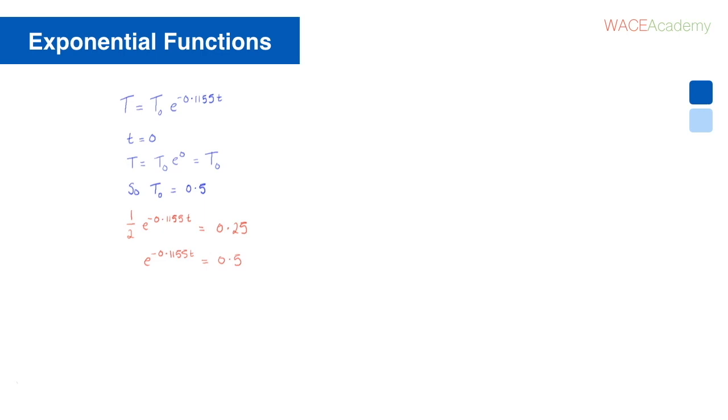Taking the natural logarithm of both sides, we get that ln of e to the power of negative 0.1155 t is just ln of a half. But since ln just means log base e, and by the definition of the logarithmic function, this is negative 0.1155 t is equal to ln of a half. And so we get t is equal to ln of a half over negative 0.1155. Using our calculator, we get that t is equal to 6.002 to 3 decimal places.